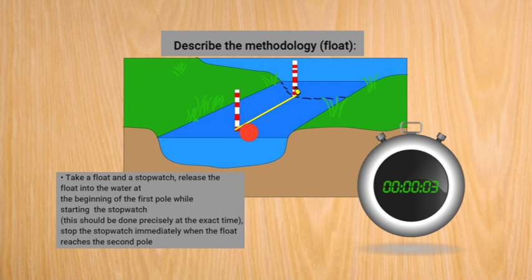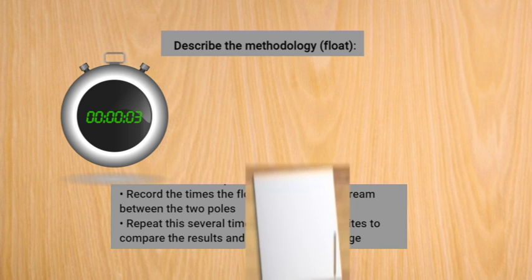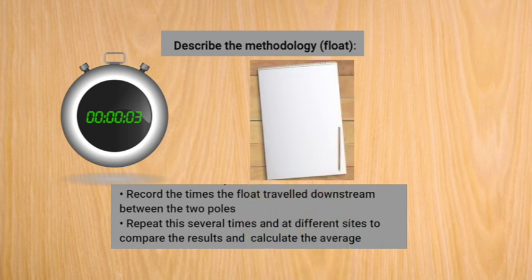This should be done precisely at the exact time. Stop the stopwatch immediately when the float reaches the second pole. Record the time the float traveled downstream between the two poles. Repeat the exercise several times and at different sites to compare the results and get an average.